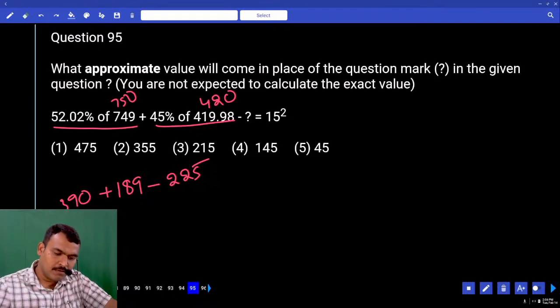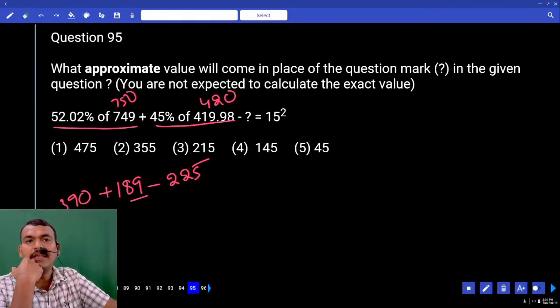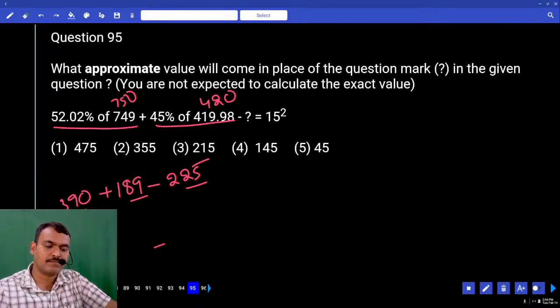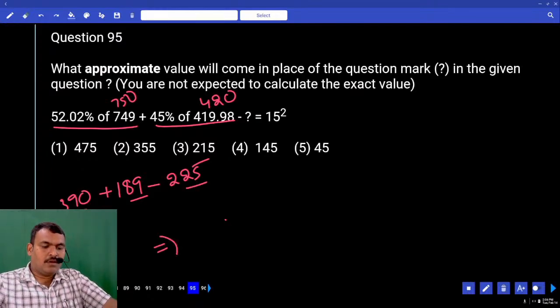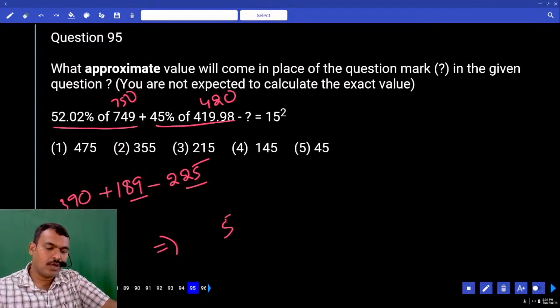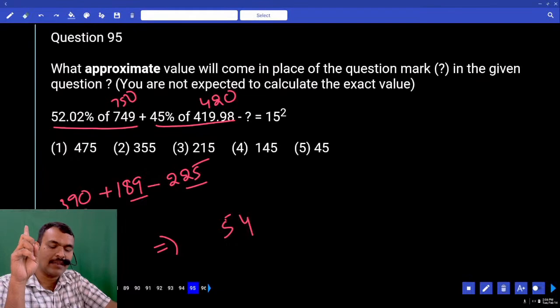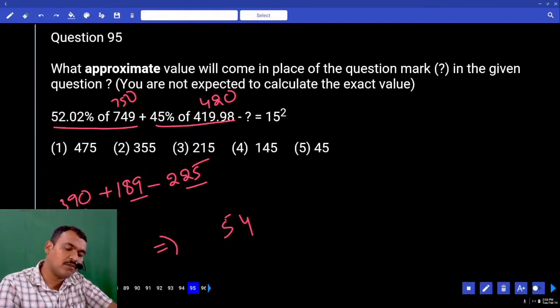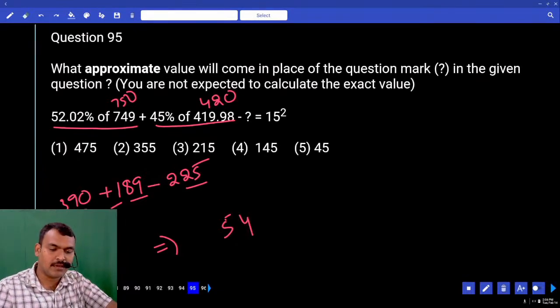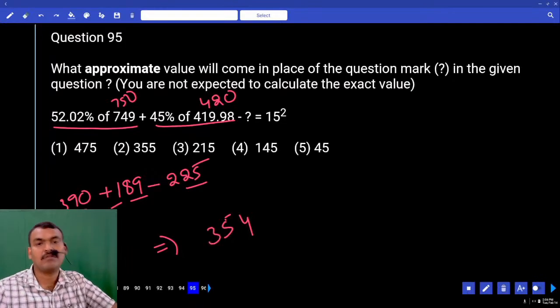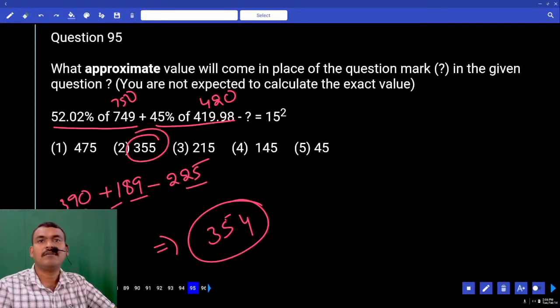225, or not? First 90 plus 89. 179 minus 25. 154, or not? Okay. What is the carry value? 1. 3 plus 1, 4. 4 plus 1, 5. 5 minus 2, 3, or not? 354. What is the nearest value? 355.